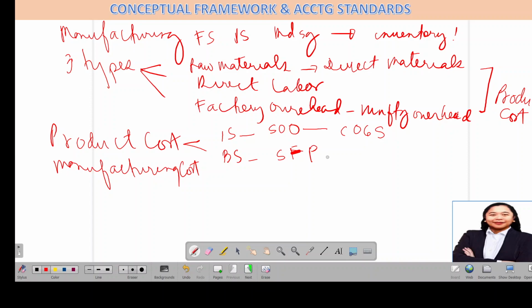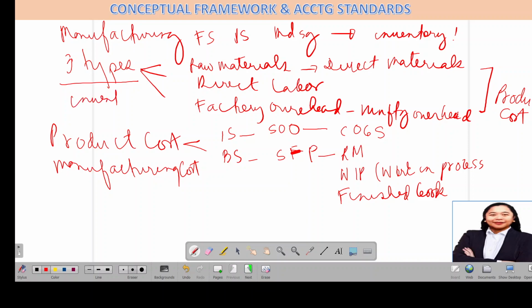And then we have your inventory. And what type of inventory are we going to include here? Ito yung sinabi ko sa inyo na nasa three types. You have raw materials, you have work in process, and you have finished goods, okay? If the three types of inventory would actually include raw materials, direct labor, and factory overhead, what will be reflected still in your financial statement will be the same with what we know of.